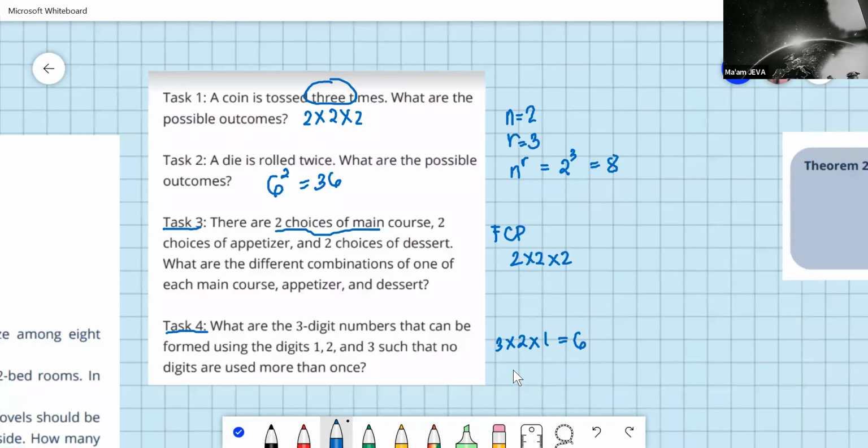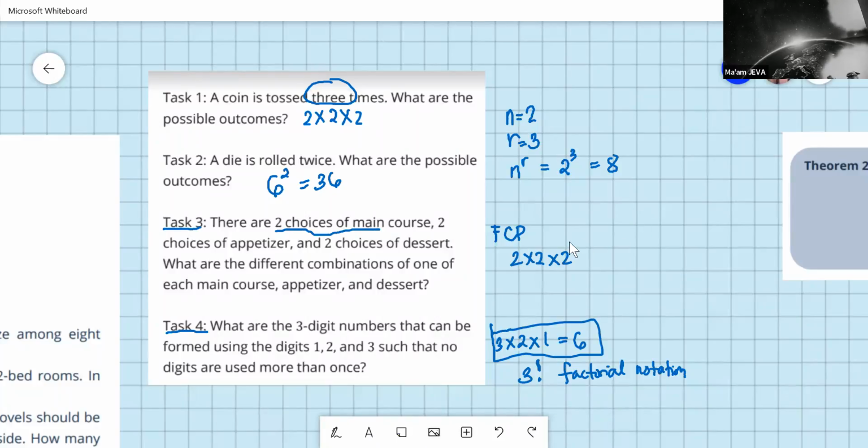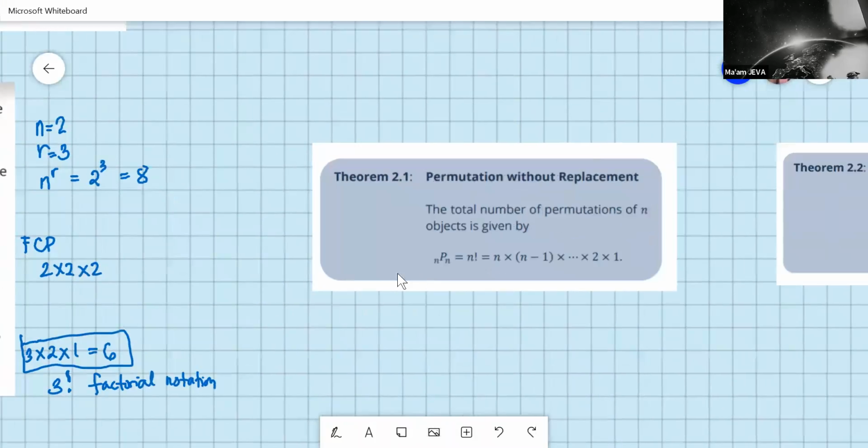This one is where we still use permutation, but you will know which kind later on. This can also be written as 3 factorial, which is a factorial notation. We will categorize later on where it belongs in the summary of the formulas. So let's go to the next permutation.